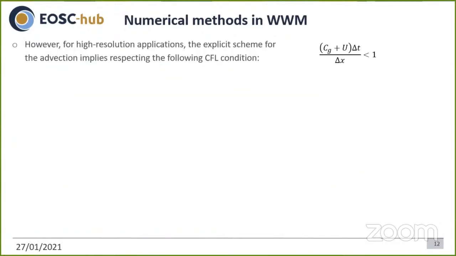However, the explicit scheme for the advection part implies respecting the following CFL condition, where Cg is the group speed, U is the mean current velocity, dt is the time step, and delta x is the mesh size, and this quantity should be lower than 1.